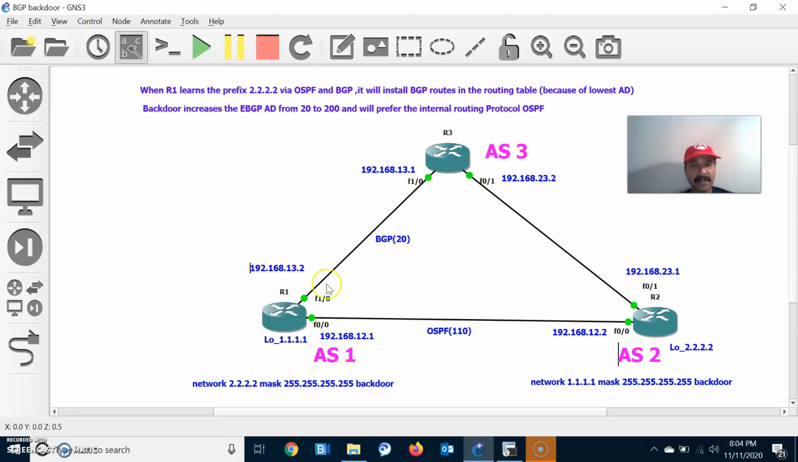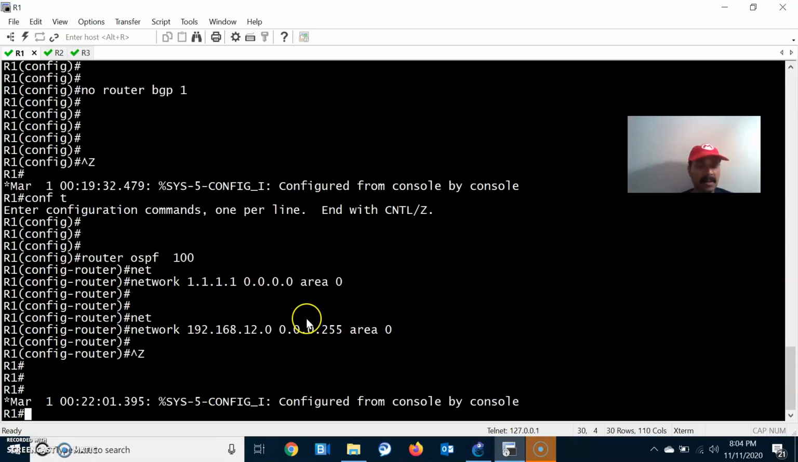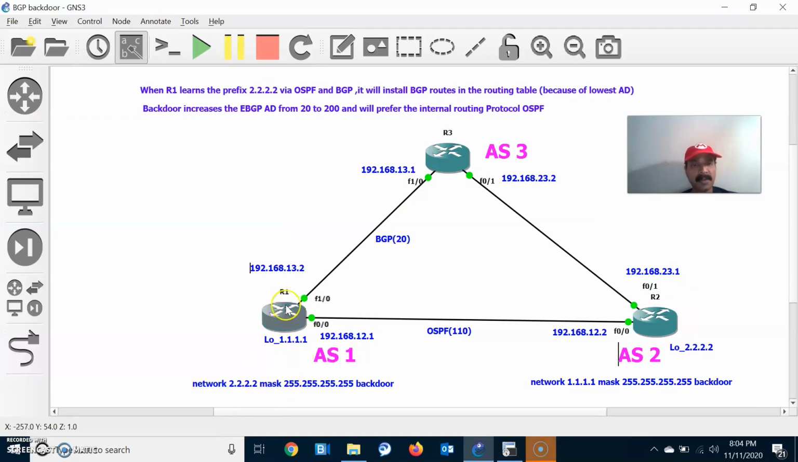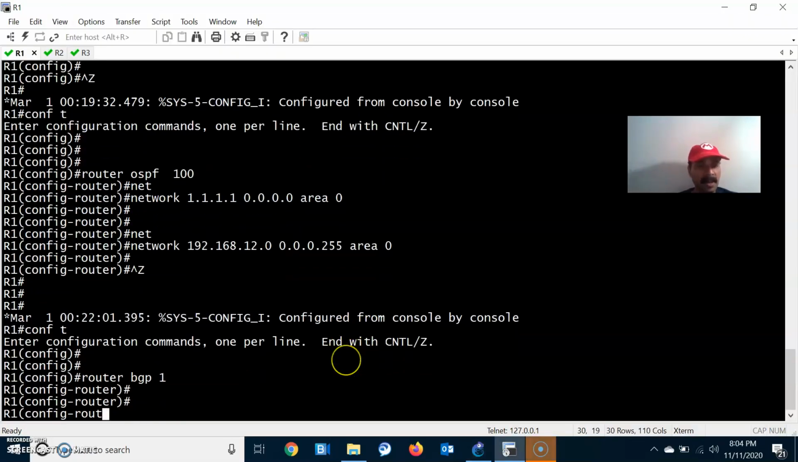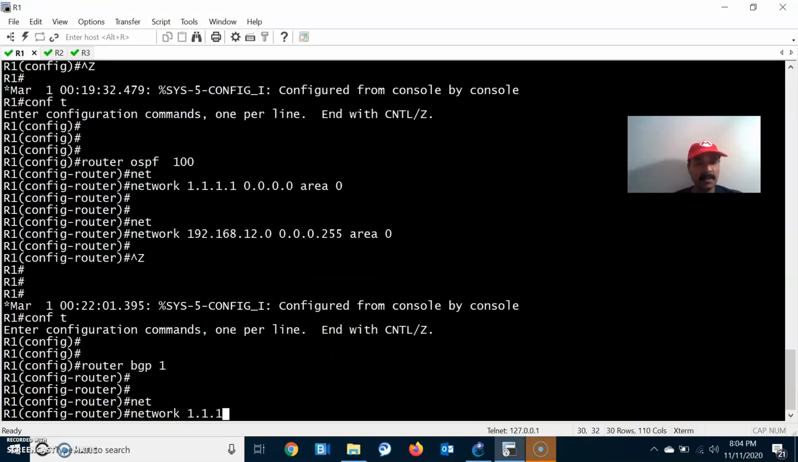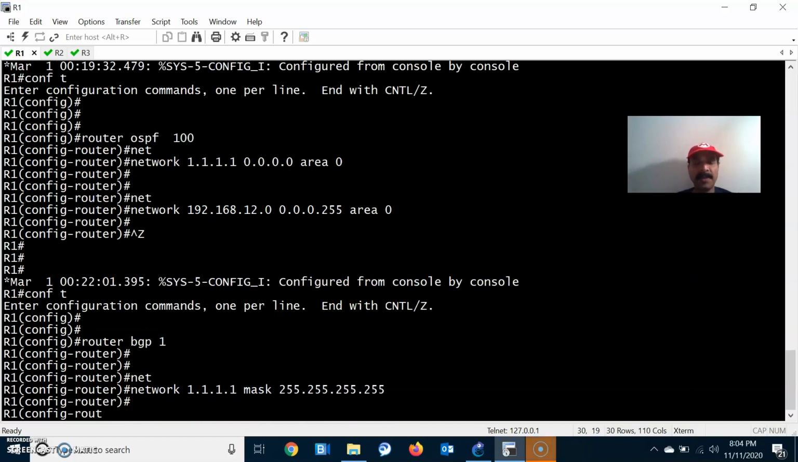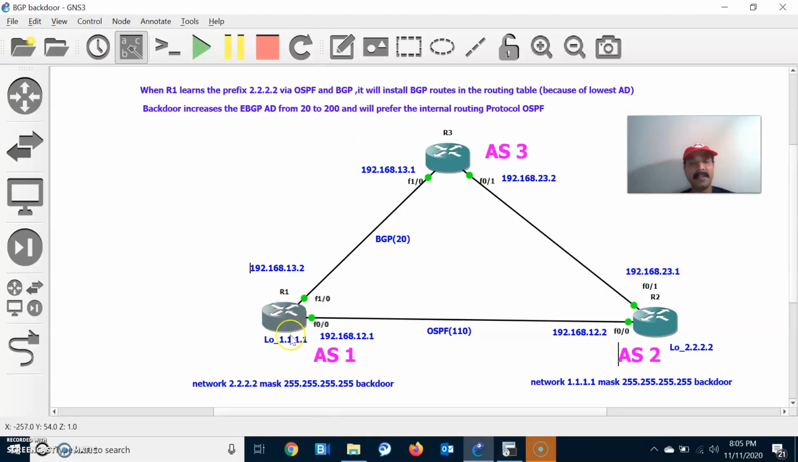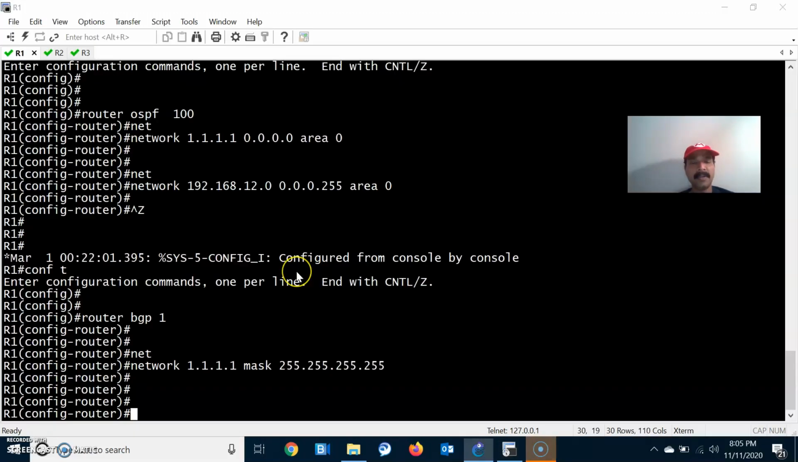Now let us advertise this via BGP, right? 13 and 1.1. So let us go to the configuration. Router BGP, and the AS number is 1. Go to network 1.1.1 and the mask is 255.255.255.255. Then it is learning 192.168.13.2, right?